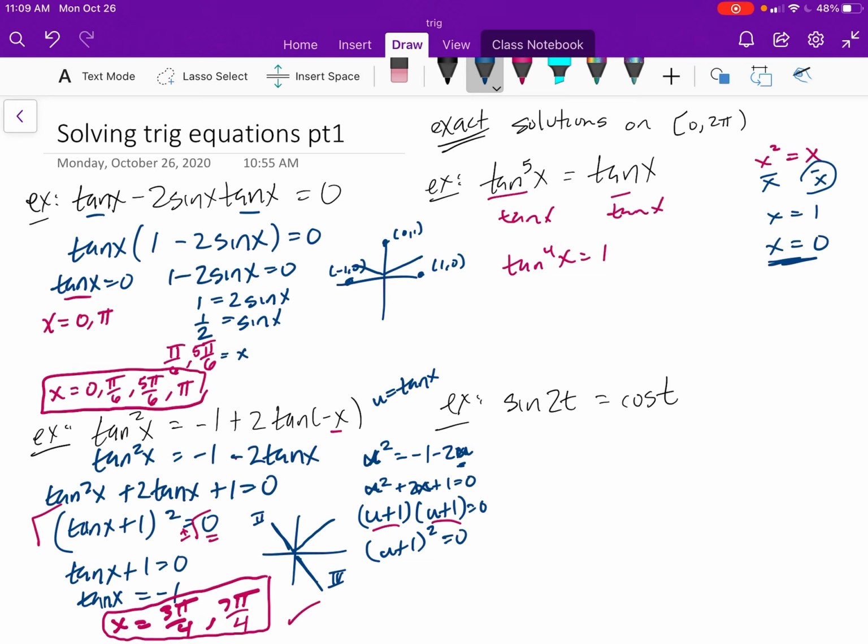And why does that happen? Because we can't divide by 0, right? So that's why that ends up being eliminated. So we don't want to do that. We still want to get it equal to 0. Subtract tan x, and then factor.